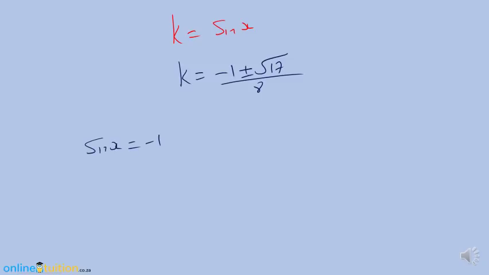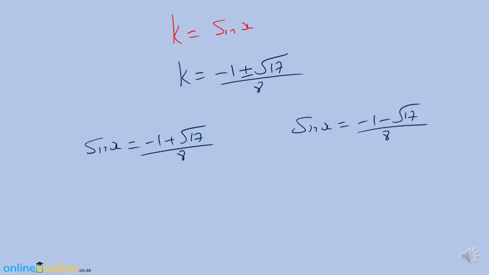Okay, so recall the previous slide. Let's just go k equals sine x. Remember, that's the transformation we put in there, and after playing around with the quadratic formula, we managed to show that k was minus 1 plus or minus root of 17 over 8. So that's basically telling us that sine x is equal to minus 1 plus root of 17 all over 8, or sine x is equal to minus 1 minus root of 17 all over 8.